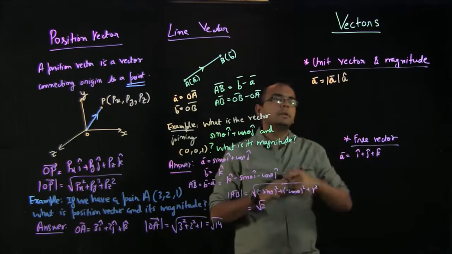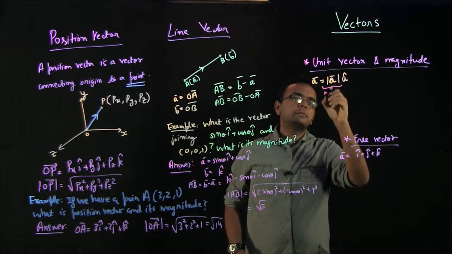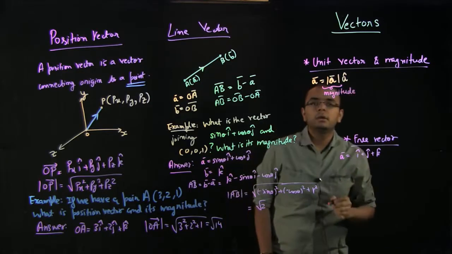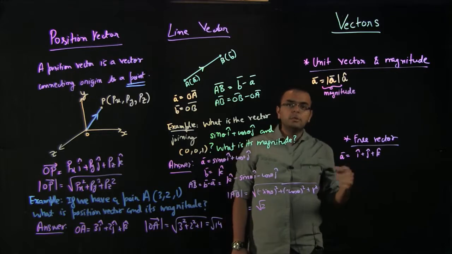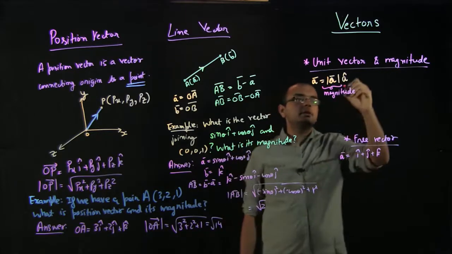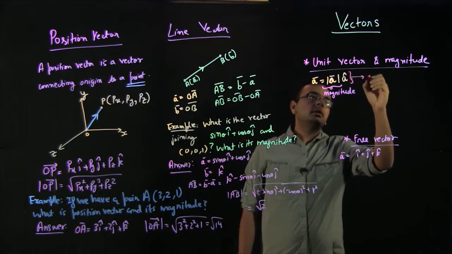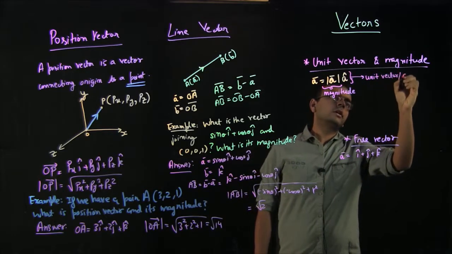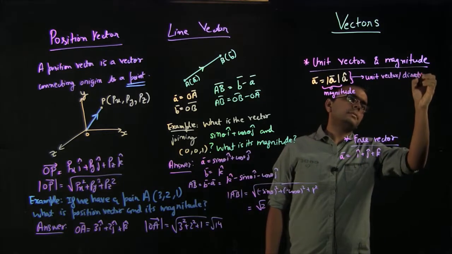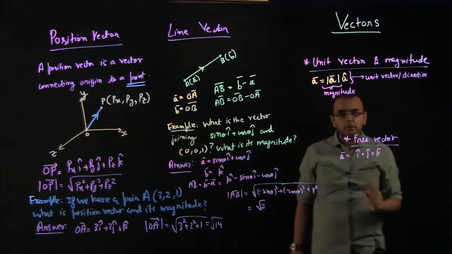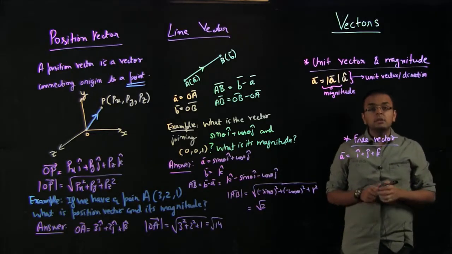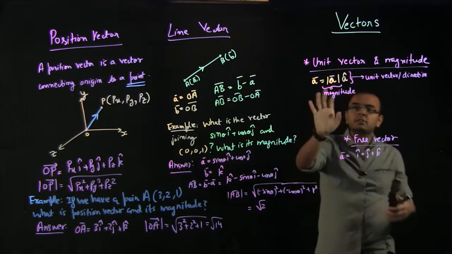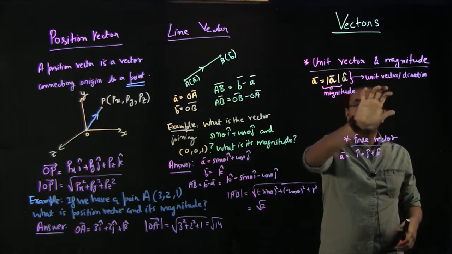This means that A vector has some magnitude which you can again calculate by squaring x component, y component, z component and adding them and taking a square root, and this A cap is nothing but the unit vector, or something which I really prefer to use, the direction of the vector. So unit vector and direction are synonymous. Many people get confused about this. Unit vector and direction are synonymous. So whenever you have a vector, it is a multiplication of its magnitude into its direction or its unit vector.